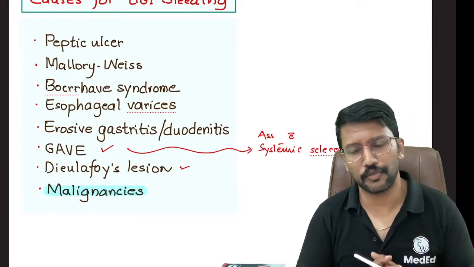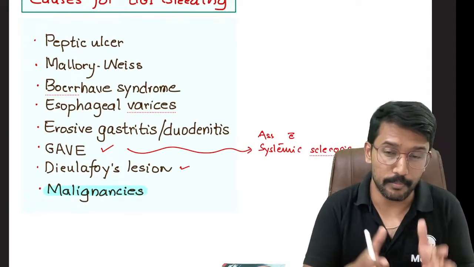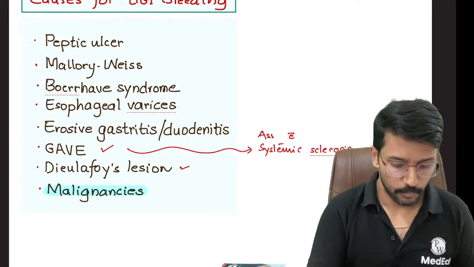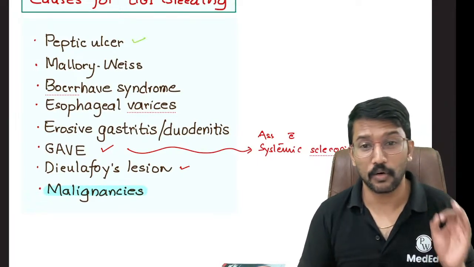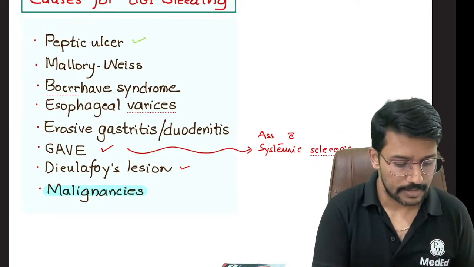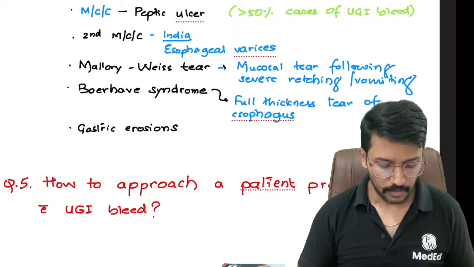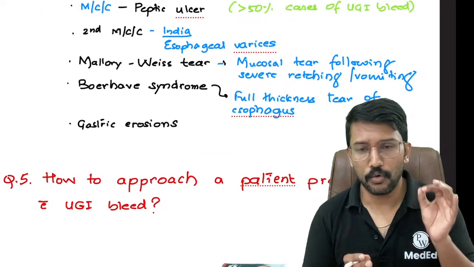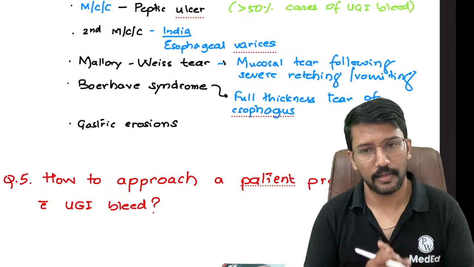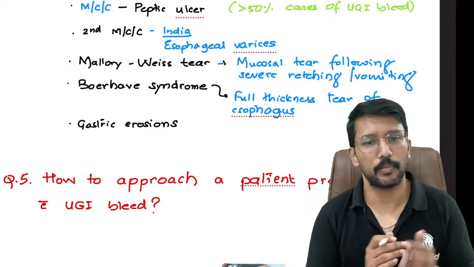Okay, and then obviously esophageal cancers, stomach cancers, these are all important upper GI causes for bleeding. Point to note is peptic ulcers account for more than 50% of the cases. Okay. Now we have a fair idea about how to differentiate between upper and lower GI bleed and what are the major causes for upper GI bleed.